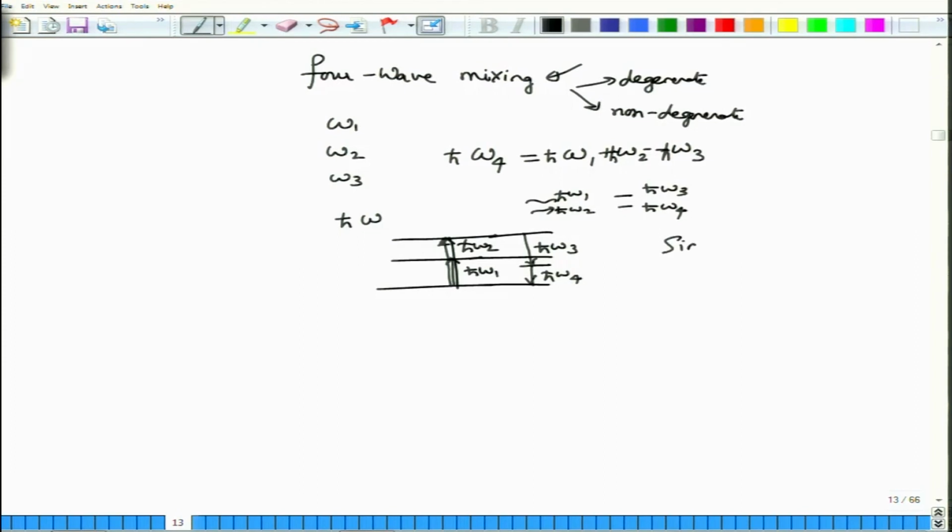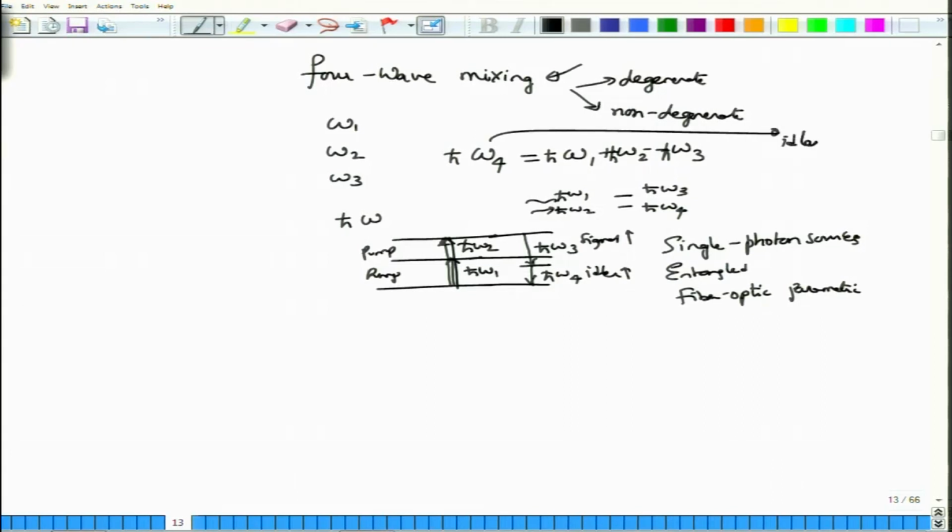It is actually helpful for us in realizing what are called single photon sources. It is helpful in producing entangled photon pairs. It is also helpful in building fiber optic parametric amplifiers. So, that is to say, you can use omega 1 and omega 2 as the two pumps, and then use omega 3 as a weak signal, and at the output you can obtain a signal which is amplified, and this fellow called the idler is also amplified. So, omega 4 interestingly is called the idler wave.